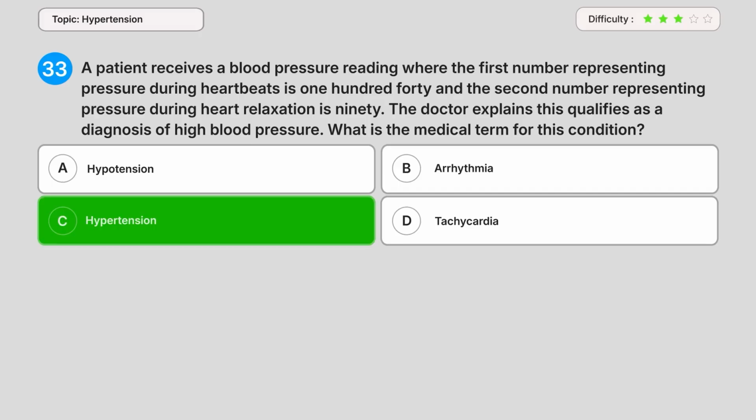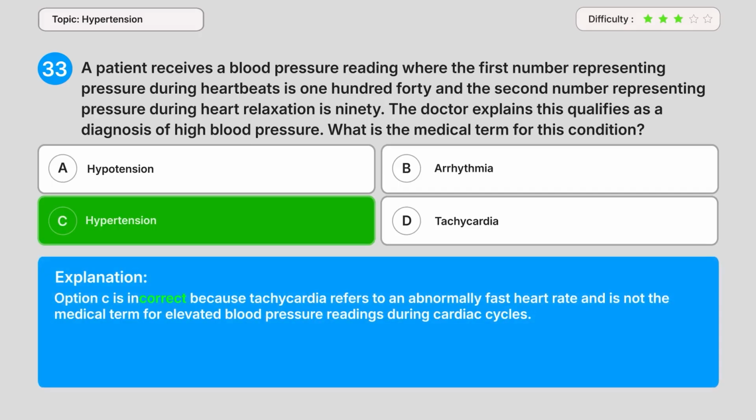Correct answer, C. Hypertension. Explanation. Option C is correct because hypertension is the medical term for high blood pressure. Diagnosed when systolic pressure is 140 or higher, or diastolic is 90 or higher.